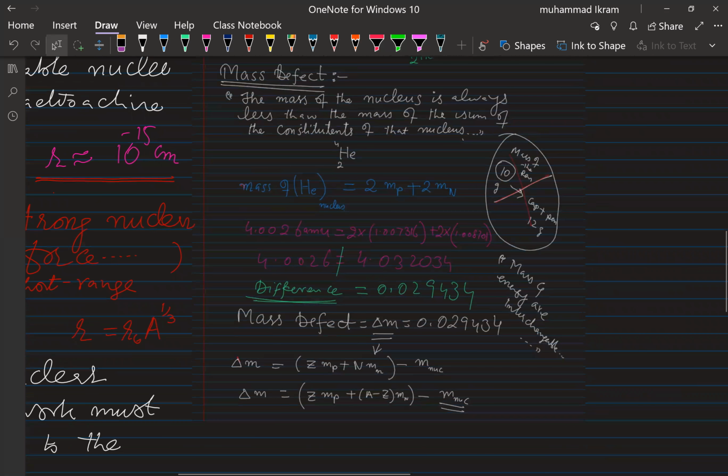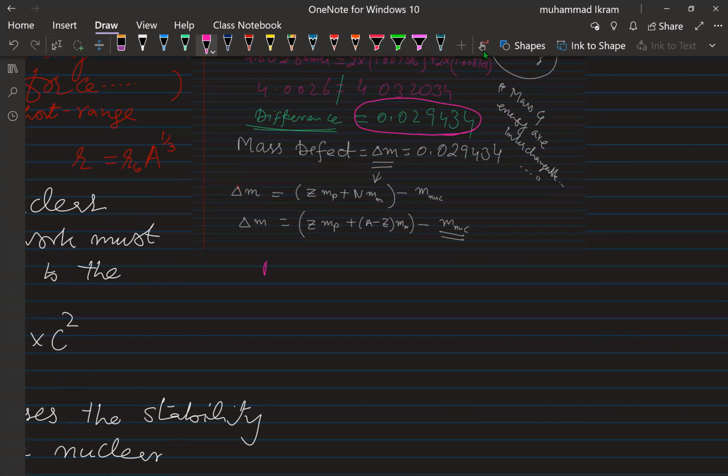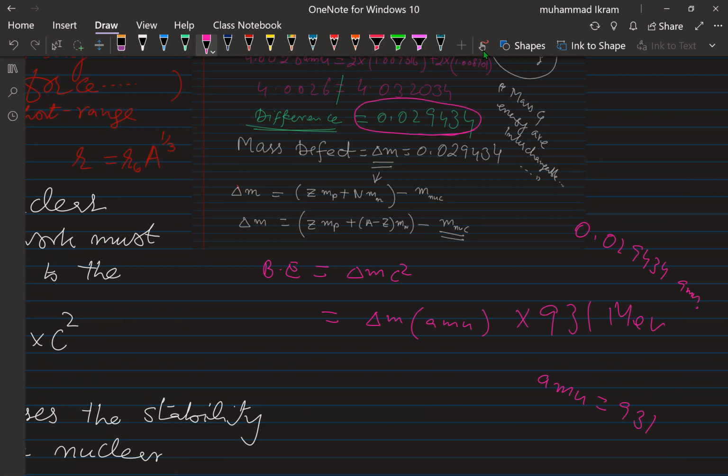As I told, for the helium nuclei, what is the mass defect? The mass defect of the helium nuclei is this one. So what is the binding energy? The binding energy of the nuclei, as I told, is delta m c squared, right? The mass is 0.02943 atomic mass units. To convert this into energy, you simply write this mass in atomic mass units and multiply by 931 MeV. Why? Because one atomic mass unit is equal to 931 MeV. As I told, when you convert one atomic mass unit into energy, its equivalent is 931 MeV.